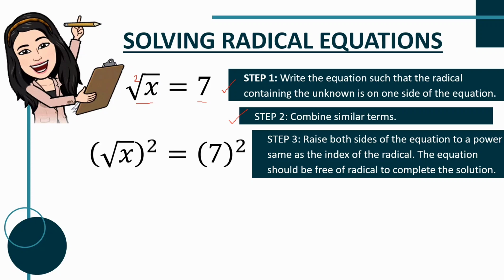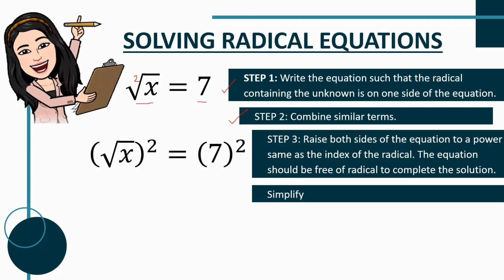So, therefore, that would be square root of x, then naglagay lamang tayo ng parenthesis, raised to the power of 2. Hindi lamang po itong isang side, but both of the sides of the equation should be raised to the power of the index. So, here, pareha silang naka-power of 2. Sabi nga natin, the equation should be free of radical to complete the solution. Okay? Then, we can now simplify.